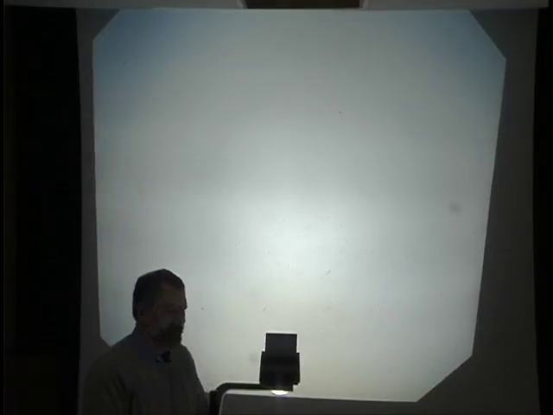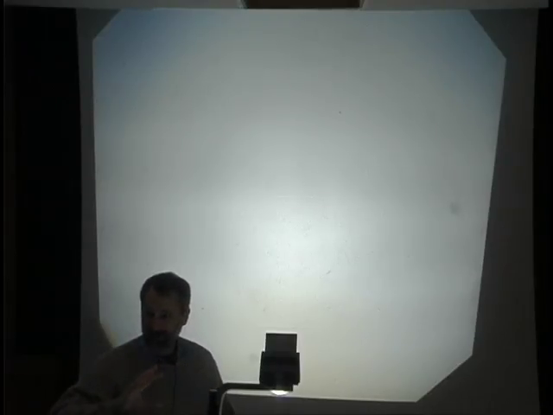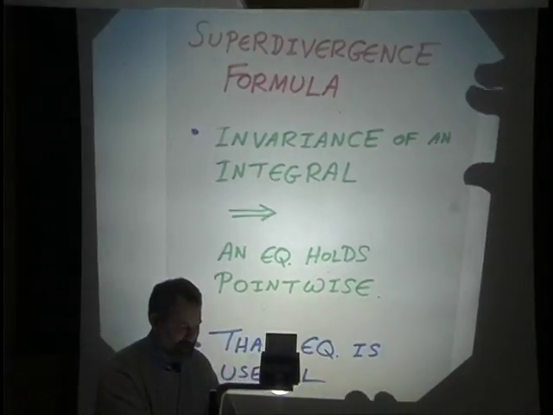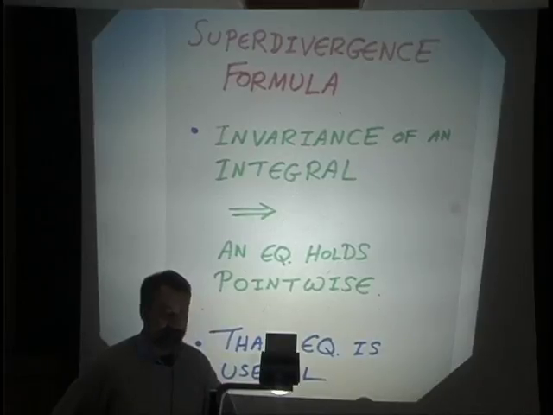Okay. That's the end of the background. Now I would like to show you a piece of Spiro's proof. So what I would like to sketch is something called the superdivergence formula. Now what does that mean?